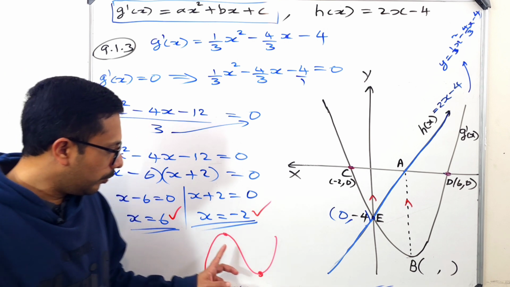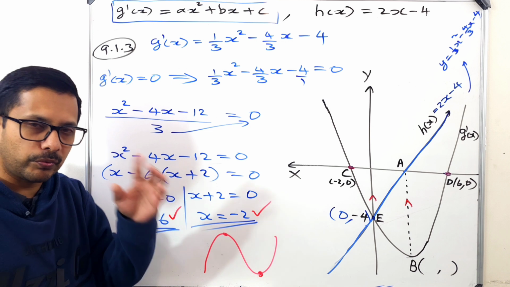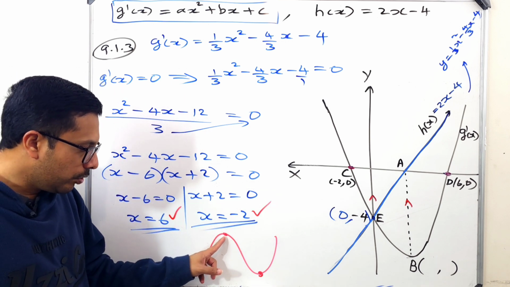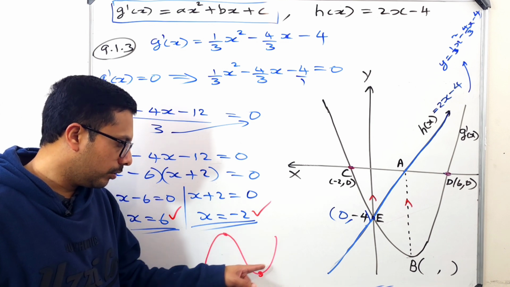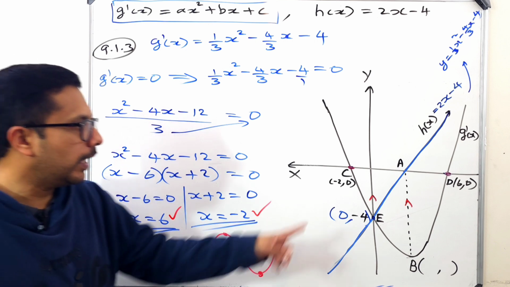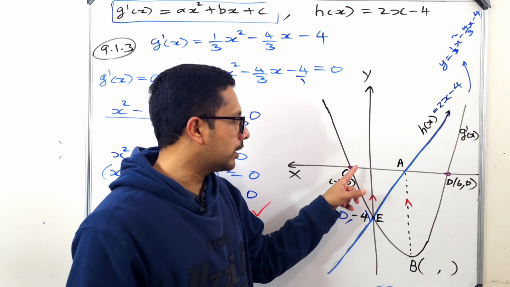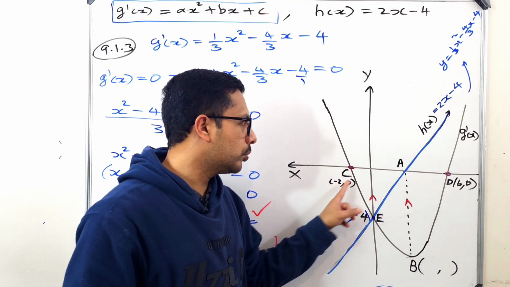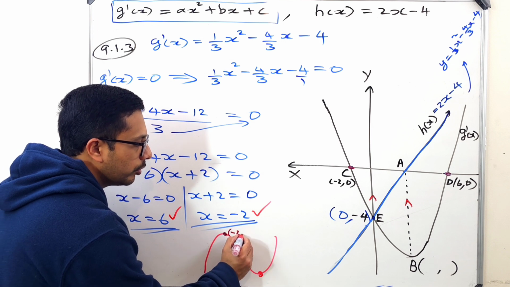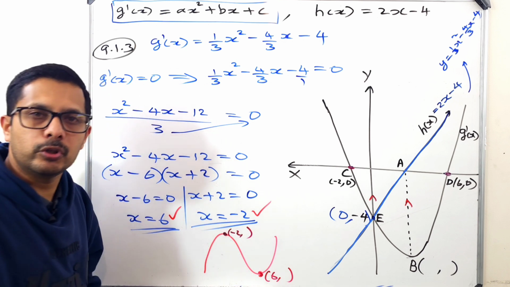So the x values of the turning points are going to be the x values from the cubic graph. From this class onwards, you have to understand like this: the x value of the turning point of the cubic graph is the same as the x-intercept of the derivative graph. Do you understand? What are the x-intercepts of the derivative? Minus 2 and 6. So what is the x value here? It is going to be minus 2. And what is the x value here? It is going to be 6. It is going to come like that.